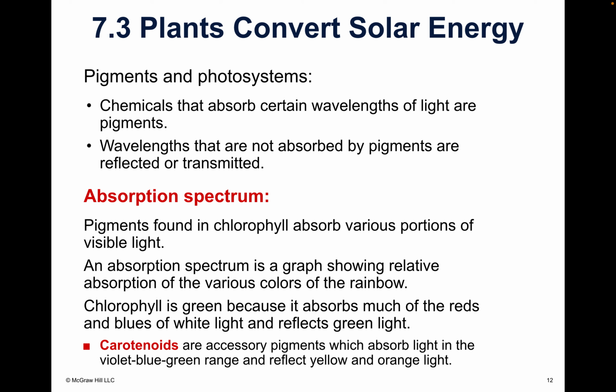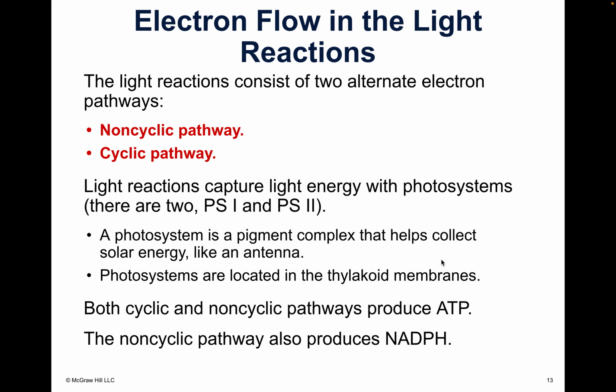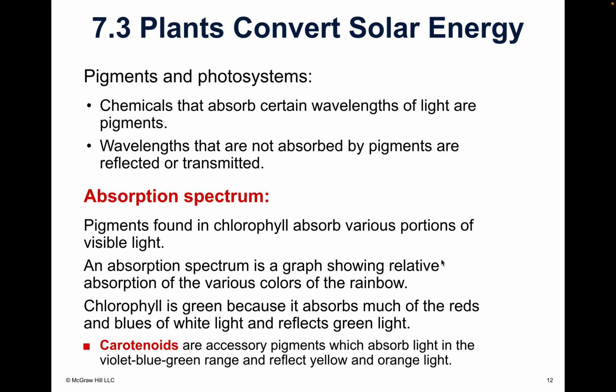So then there's an absorption spectrum. Pigments found in the chlorophyll absorb different portions of visible light. An absorption spectrum is a graph showing the various colors of the rainbow, is what that's saying. And then here it just says chlorophyll is green because it absorbs much of the reds and blues and it reflects green. That's all that's saying. That's the takeaway of that slide, is plants are green because.